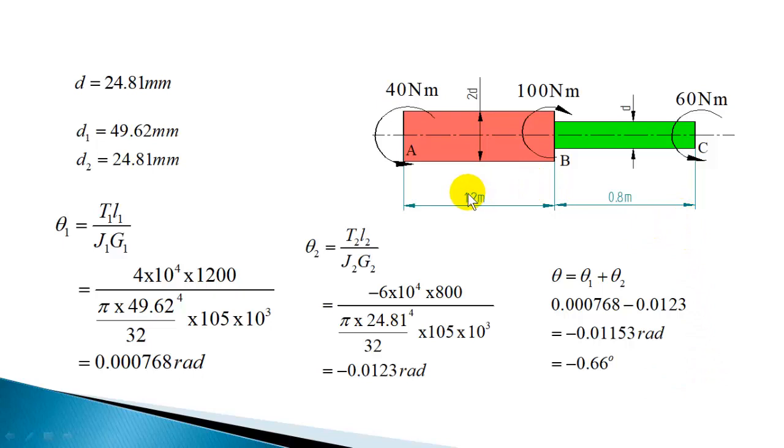So the resultant twist, that is in both the sections put together, the shaft is undergoing an angular twist of 0.66 degree in the anti-clockwise direction.